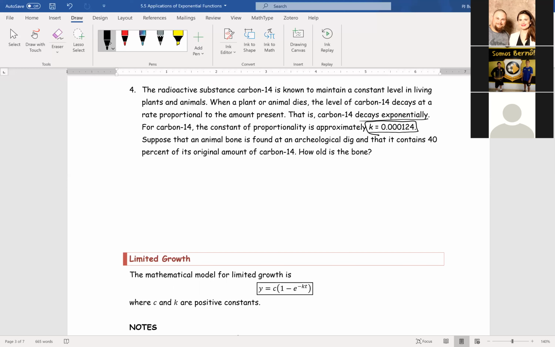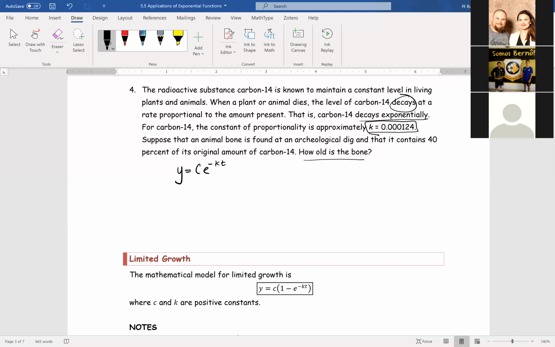So we're given an animal bone. They found it, they dug it up, and it contains 40% of its original amount. So how old is the bone? Now, this is a decay, which means my equation has to be negative KT. And I'm going to plug K in at the very end because I don't feel like writing all 6 decimal places each step of the way.